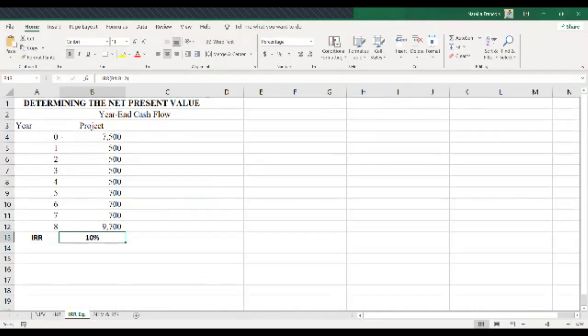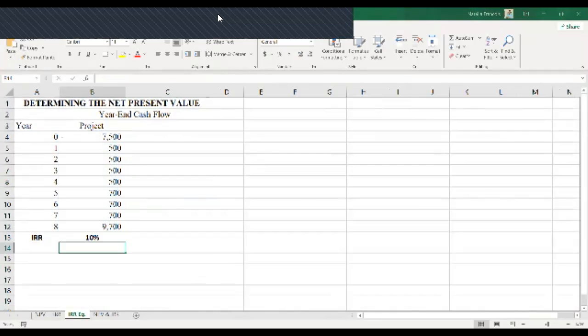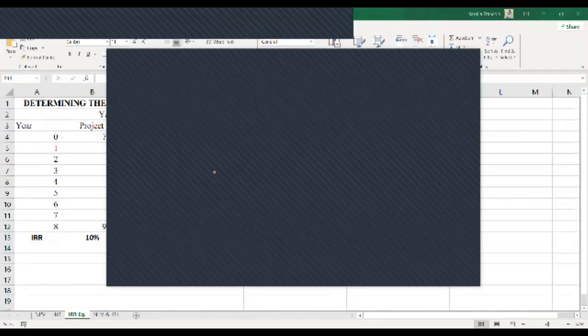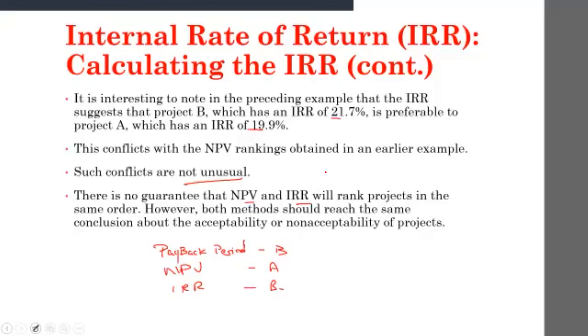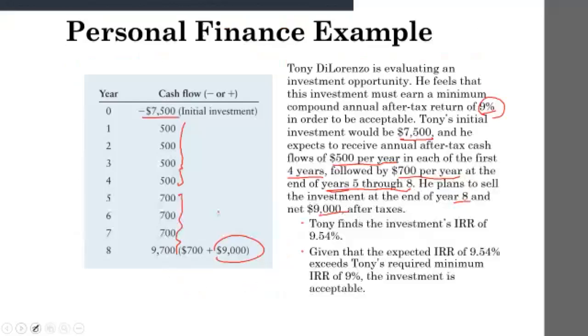So again, you plug in the figures and you use the IRR function in Excel, and we select all the cash flows, outflows and inflows, and it gives us a return of 10%. Excel is rounding it off. We'll see it is much higher than his expected after-tax return, which was 9%. Given that it is above 9%, the project would be accepted.